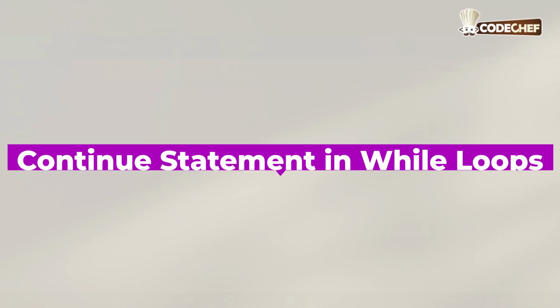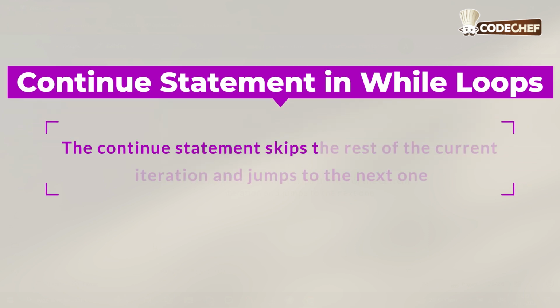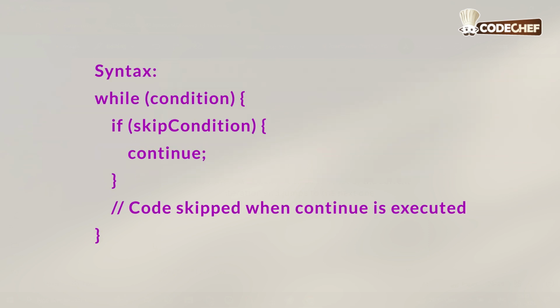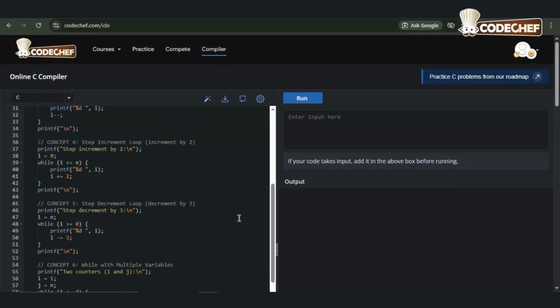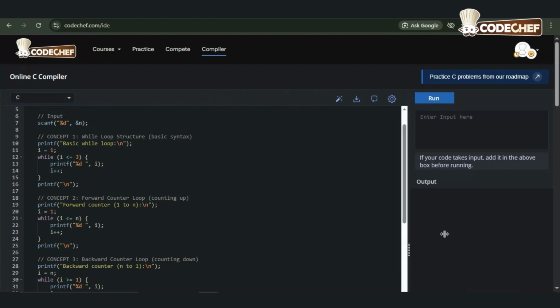And finally we talk about continue statements in while loops. The continue statement skips the rest of the current iteration and jumps to the next one. The syntax for the same is while condition, if there is a skip condition, then continue. The code is skipped and the continue is executed. Now let's look at an example that will combine all of the concepts that we learned in a single code.